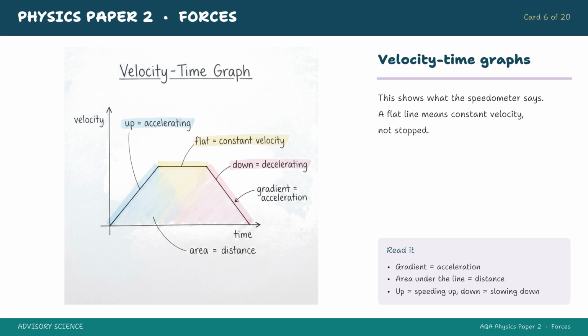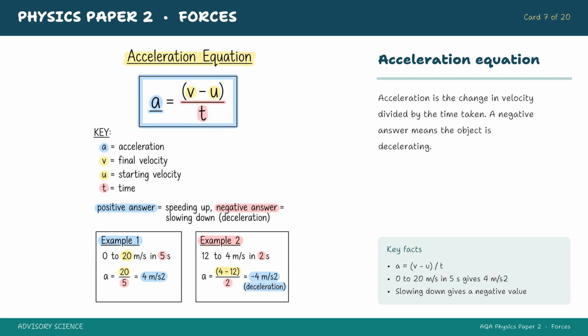For foundation tier, there's an equation you need for acceleration. Acceleration equals the change in velocity divided by the time taken. Here, u is the initial velocity, v is the final velocity, and t is the time taken. This equation tells you how quickly an object's velocity changes. If the object is speeding up, the acceleration is positive. If it's slowing down, the acceleration is negative, and this is called deceleration.